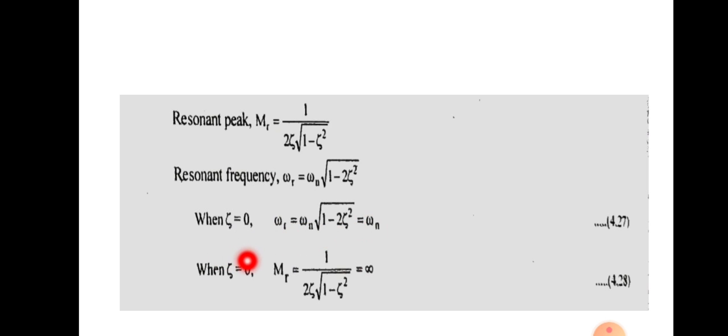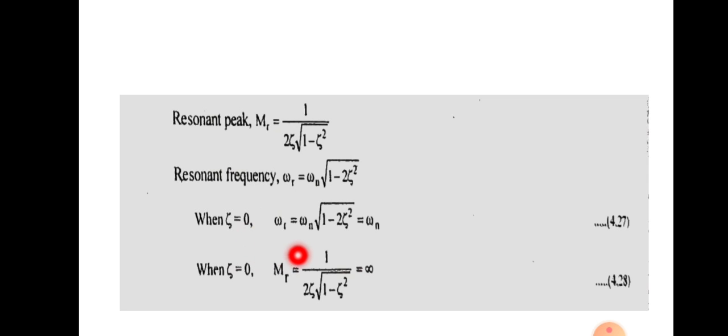And when epsilon equal to 0, similarly we can substitute in this equation. We will get MR equal to infinity, that means 1 by 0 equal to infinity. So these two are specific cases when epsilon equal to 0. We have discussed two other cases.